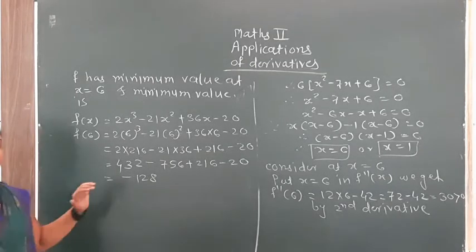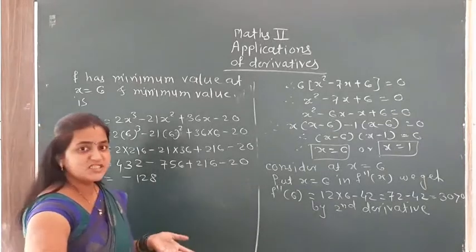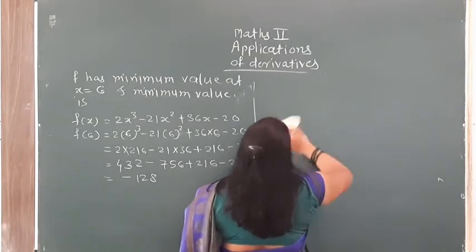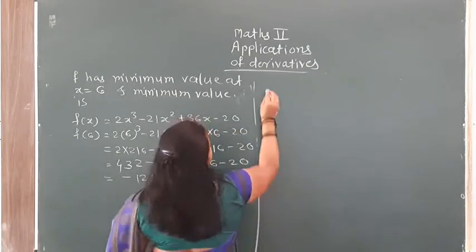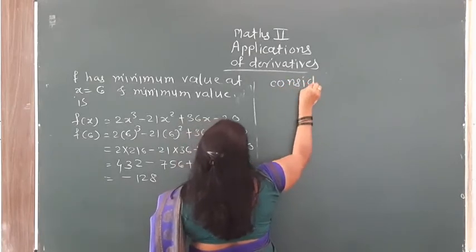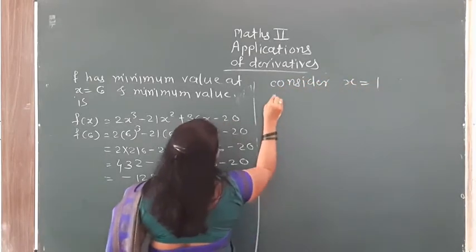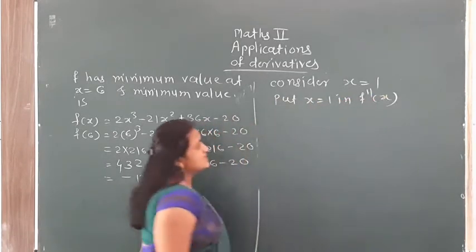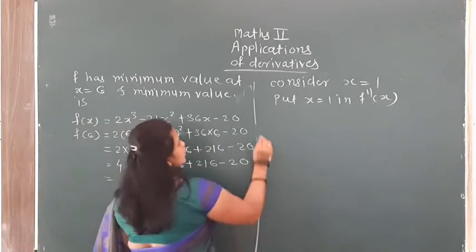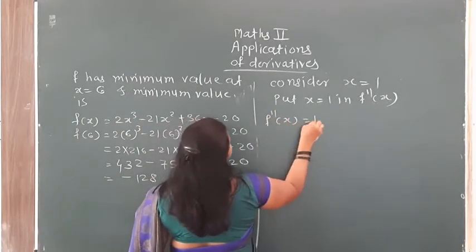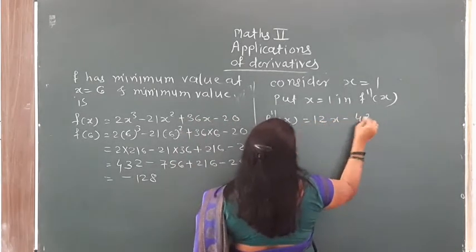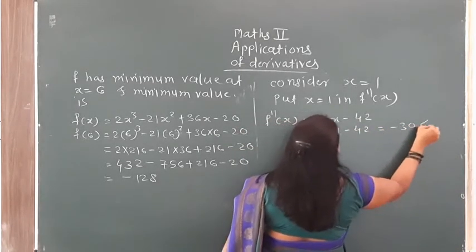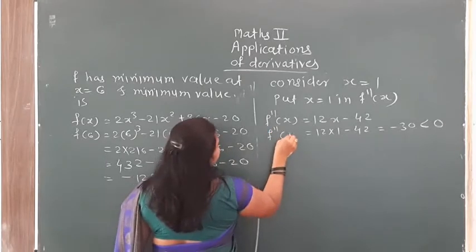Now the same procedure we can use for the second root. So next consider x is equal to 1. Put x is equal to 1 in f double dash of x. We get f double dash of x is equal to 12x minus 42, which is 12 multiplied by 1 minus 42, which is minus 30, which is less than 0.